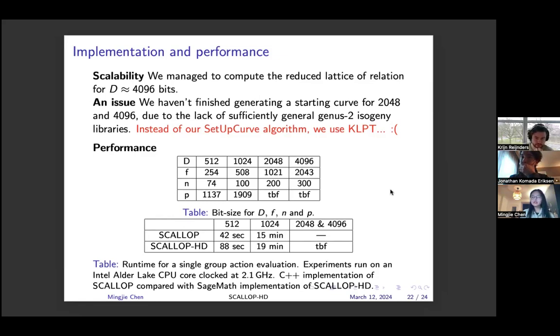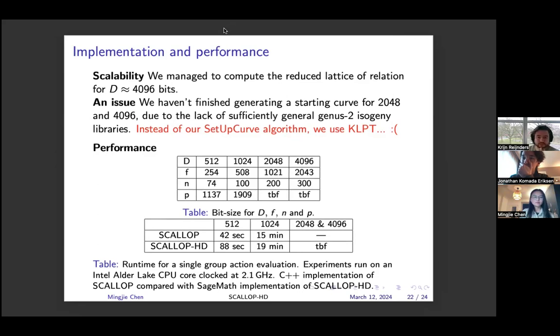And for some cases, you cannot have a solution such that the two norms are co-prime. So that will give some challenge for finding the kernel of the higher dimensional isogeny.